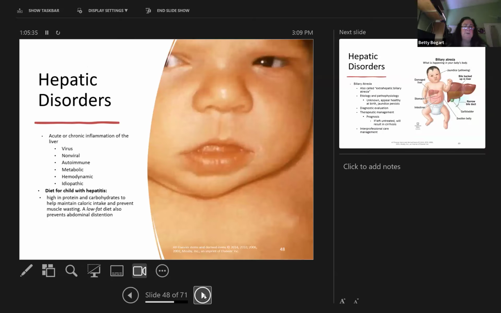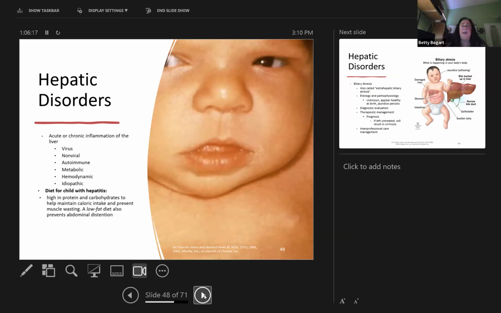Now, liver problems. Children can have them from a virus, non-viral, could be autoimmune, could be anything. Now, children who have a problem with their liver, what do we have to be concerned about? Well, what does the liver do? The liver secretes bile into the small intestines, and its job is to digest fat. So if you do not have bile going into the small intestines to help with digestion of fat, you are just going to lose it. It's going to grease. It's going to come out the other end.